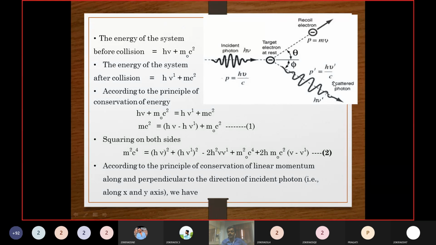One is the horizontal direction, that means the incident direction. Another one is the vertical direction. So the horizontal direction we can take as v cos theta. The velocity is divided into two components: one is the vertical component, another one is the horizontal component.